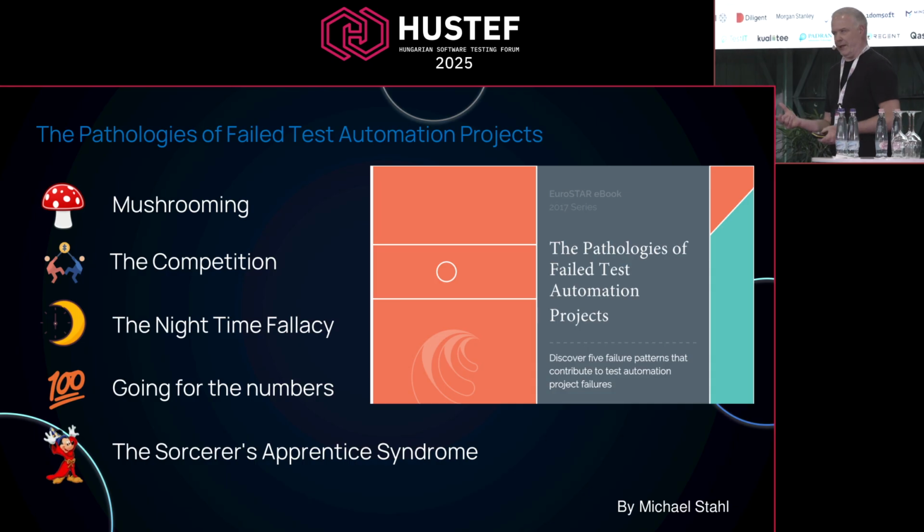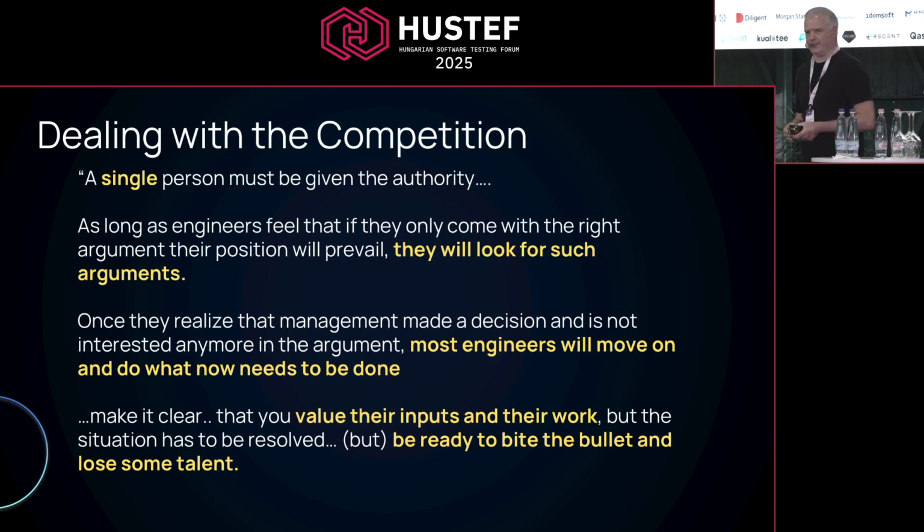Whenever I was starting to think about this and deal with the challenging environment, I came across this book from Michael Stahl from quite a few years ago now. The title says it's about failed test automation projects, but as it says in the introduction, a lot of these ideas can apply even to good test automation. The chapter I particularly like is about the nighttime fallacy, but I was using the one about the competition. The context he uses is a little different from the one I was in, because I had introduced the competition. But some of the lessons remained the same.